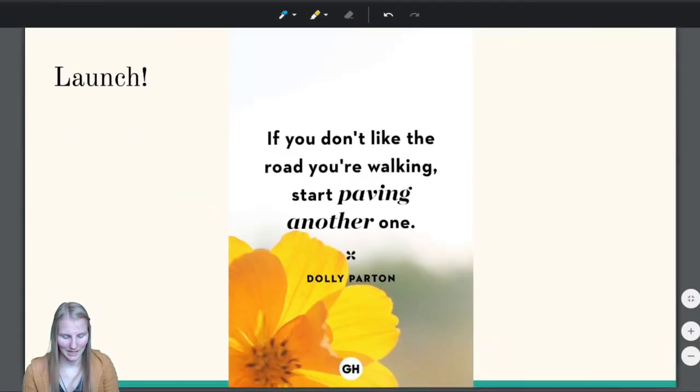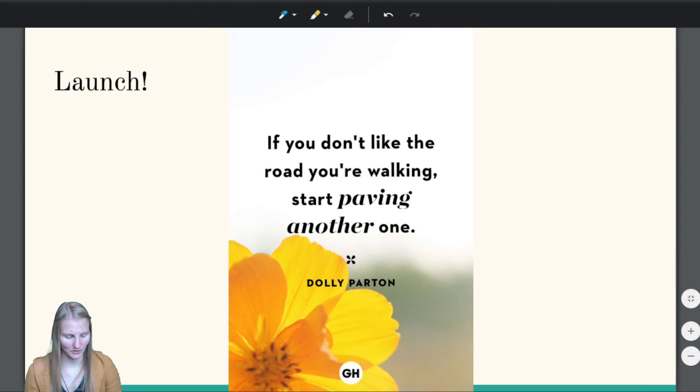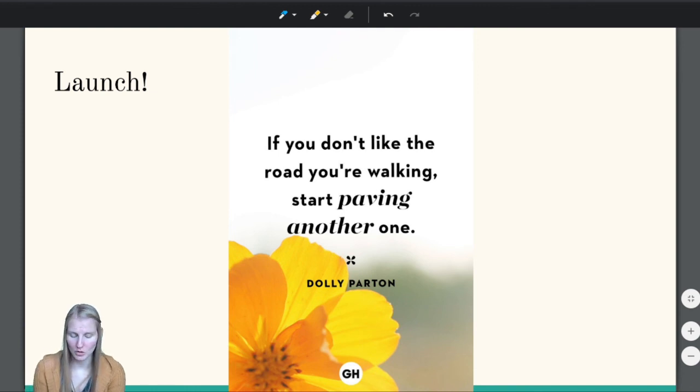As usual, let's end our lesson with a launch. Today's launch comes from Dolly Parton. She's a famous country singer, and she says, if you don't like the road you're walking, start paving another one. If you don't like the road that you're walking, start paving another one.